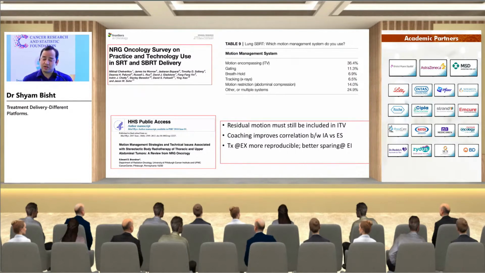Important take-homes: residual motion should be included in the ITV, even if you are using a lung respiratory management. Coaching is very important. It improves the correlation between the internal anatomy, that means tumor, versus the external surrogate. Treatment on end expiration is more reproducible, but patients are less compliant, and there is better sparing of structures in end inspiration scans.